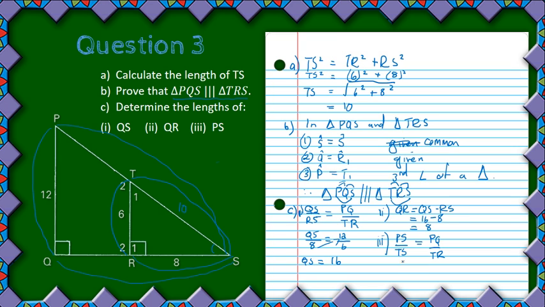All right, substitute in our known values. PS is the one we wanted, so PS over, what is TS? 10, equal to PQ, which is 12, over TR, which is 6. Okay, cross multiplication, we multiply that up, that gives us 120. So PS is equal to 120 divided by 6, that is 20. It should be 20.